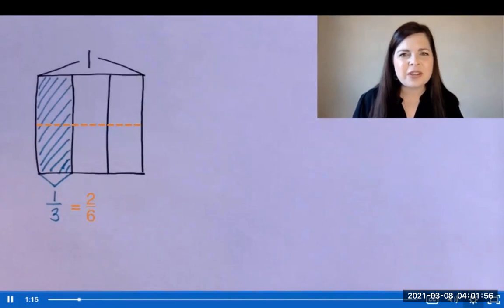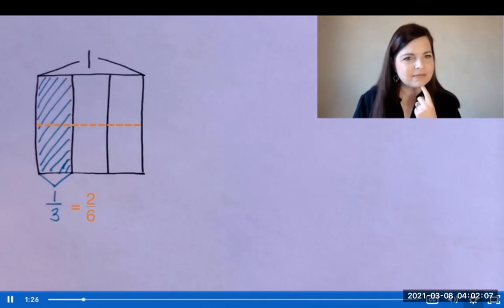Now, do you think that we could start with the smaller units and somehow create an equivalent fraction with larger units? How do you think we might do that? Hmm. Pause the video and talk out what you're thinking.